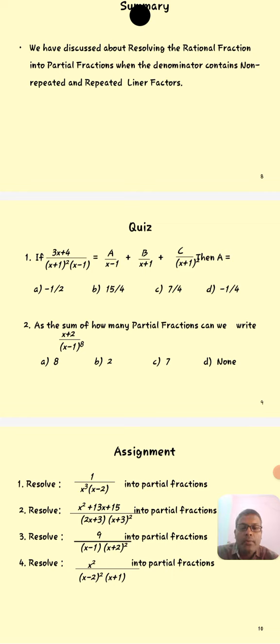That is, the first method is non-repeated irreducible quadratic factor and repeated irreducible quadratic factors. The two methods are available in these irreducible quadratic factors. Okay, the first method is non-repeated linear factor. Repeated linear factor is the second method. The third method is non-repeated irreducible quadratic factor. The fourth method is repeated irreducible quadratic factor. Totally 4 methods are available to resolve into partial fractions.